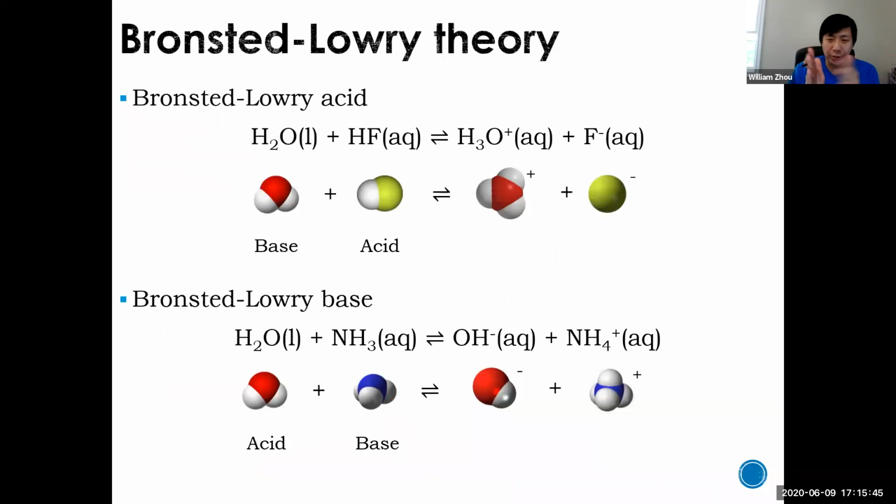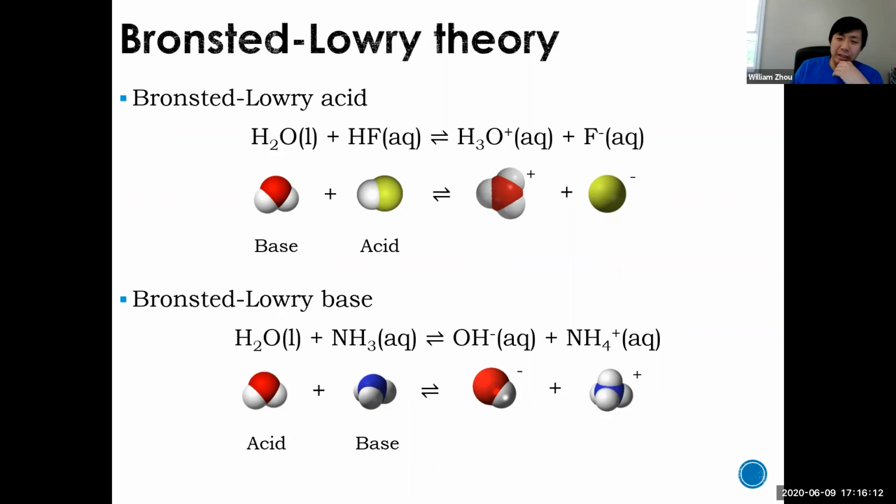So if you look at the first equation here, water plus HF. HF is hydrofluoric acid. That's the acid that donates the proton to the water. And in this case, water will accept that proton, and by accepting a proton, water is behaving like a base. And so hence water is a base in this equation. You will make H3O plus and F minus.